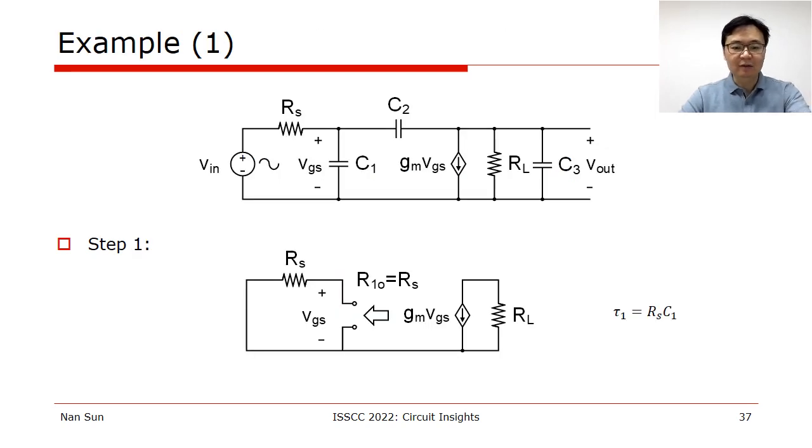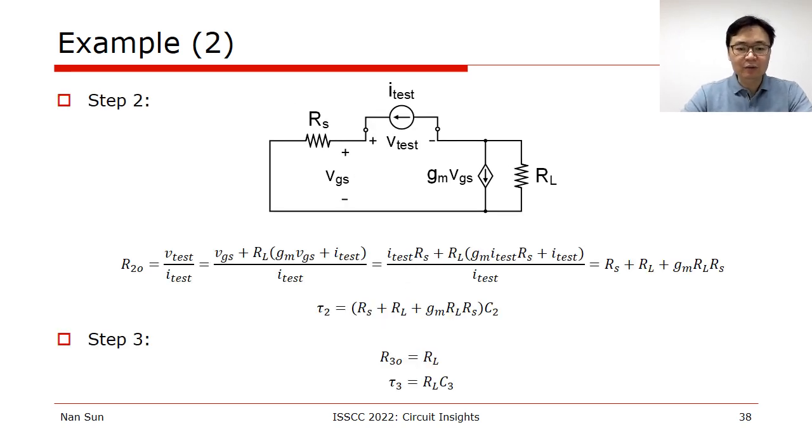So let's take a look at a circuit example and show you how we use the ZVTC analysis to calculate the bandwidth. So first, remove all capacitors except C1, and we get the circuit shown below. It's very easy to show that the resistance seen across C1 is simply the source impedance, Rs. And we get the first time constant, tau1, which is equal to Rs times C1.